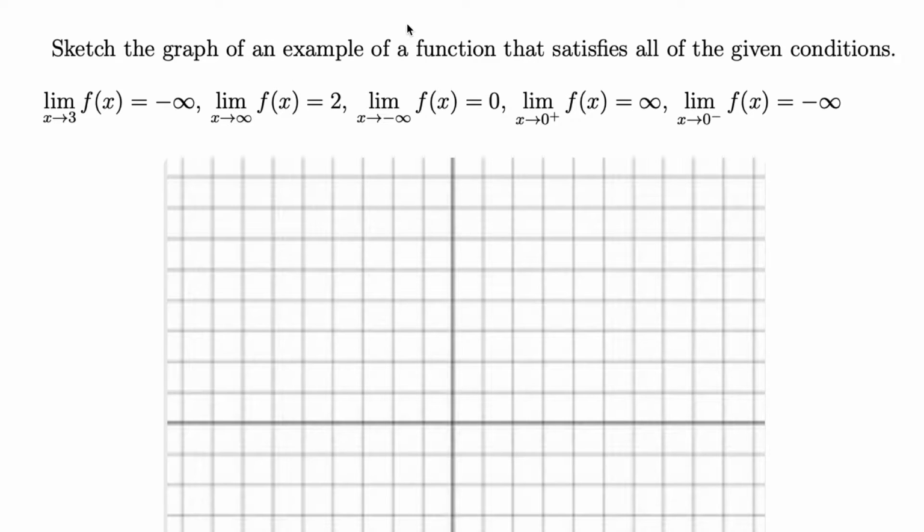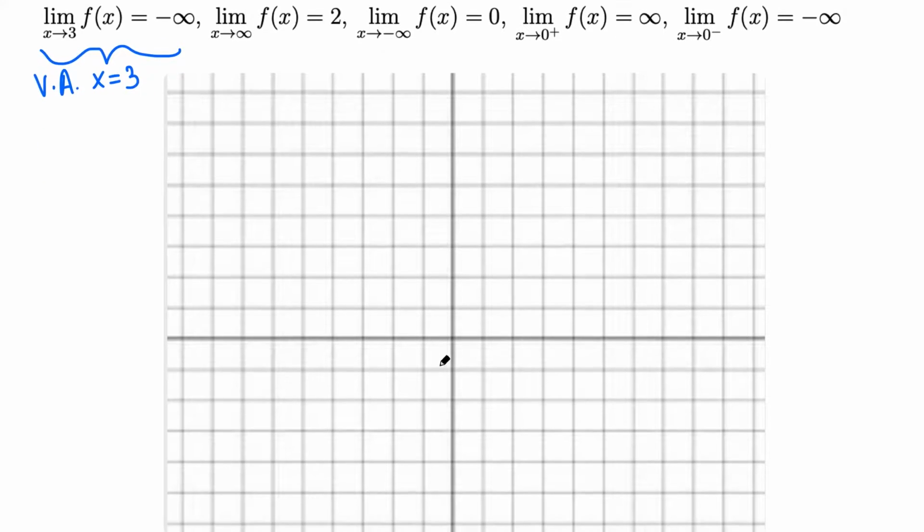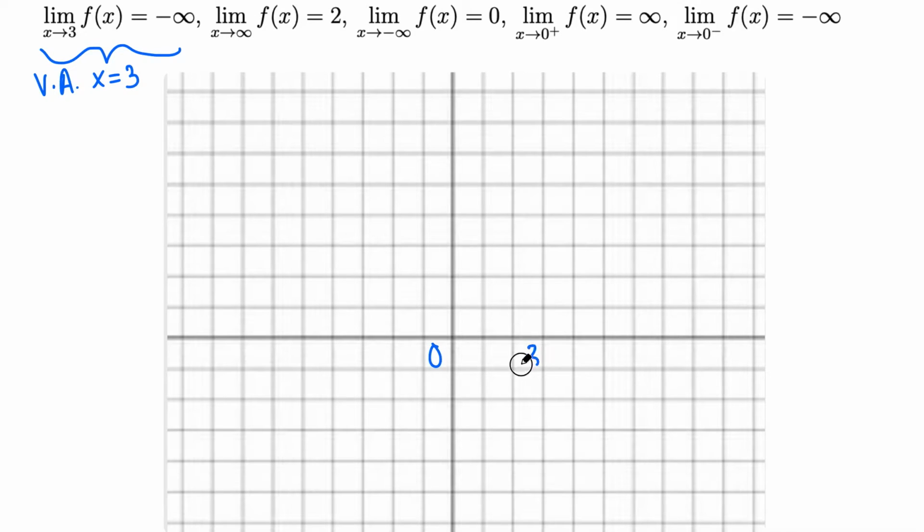Graph of an example of a function that satisfies all of the given conditions. So we got the limit of the function is negative infinity when x approaches 3. That means when the function approaches positive infinity or negative infinity when x approaches some number, that's a vertical asymptote. Okay, x equals 3, and we can graph that. So this is 0, 1, 2, 3. So we have a vertical asymptote.